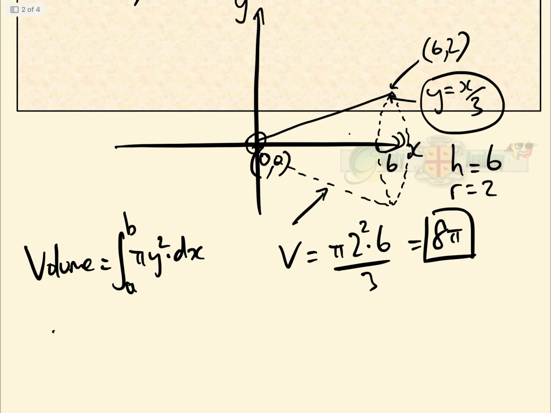So all we need to do is plonk all of that in. That is the integral between 0 and 6 of pi times y squared. Well, y is x over 3, so that's x over 3 squared dx.